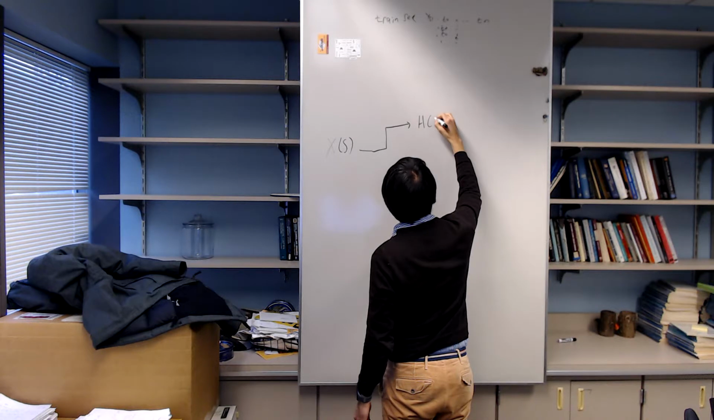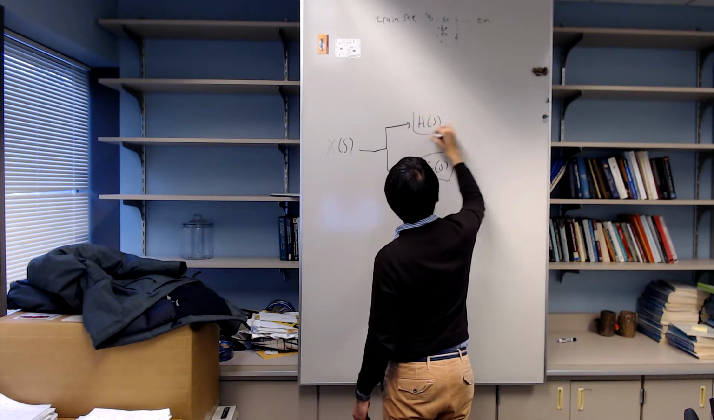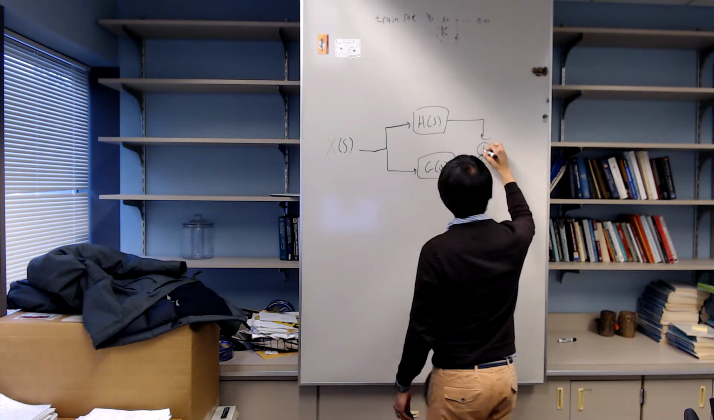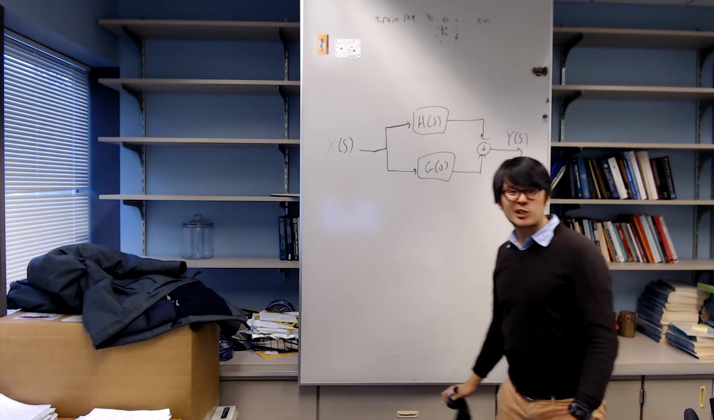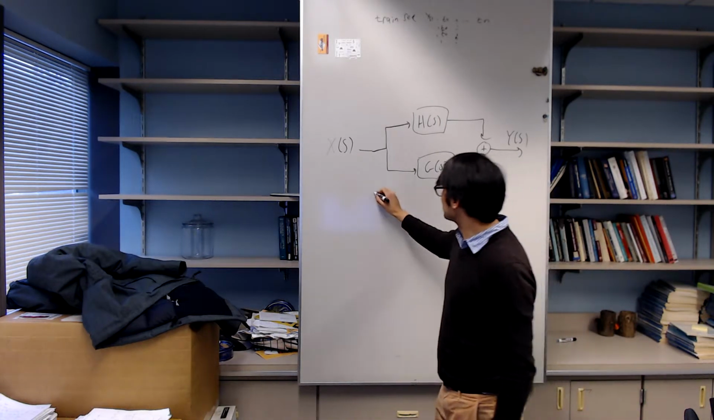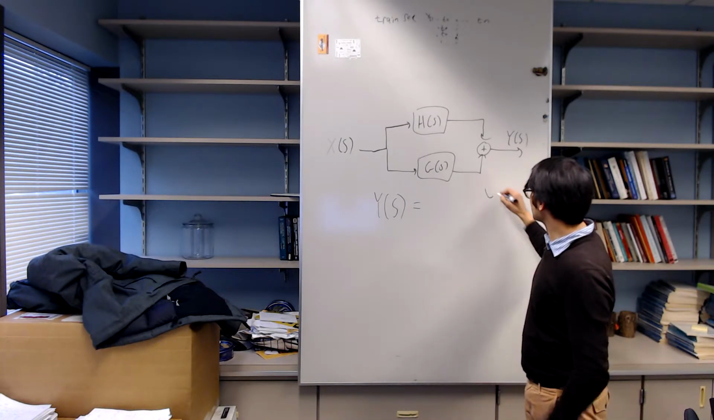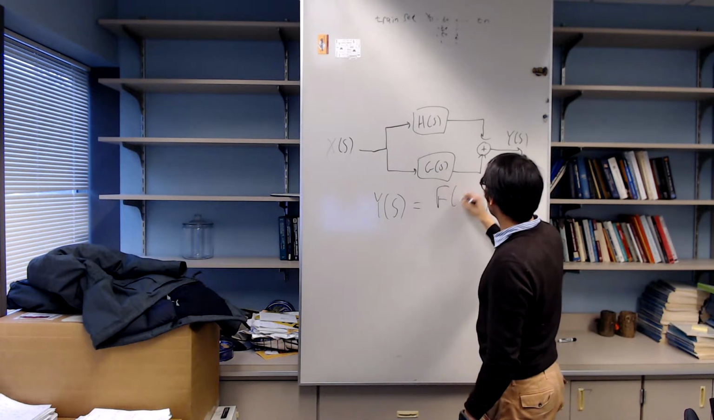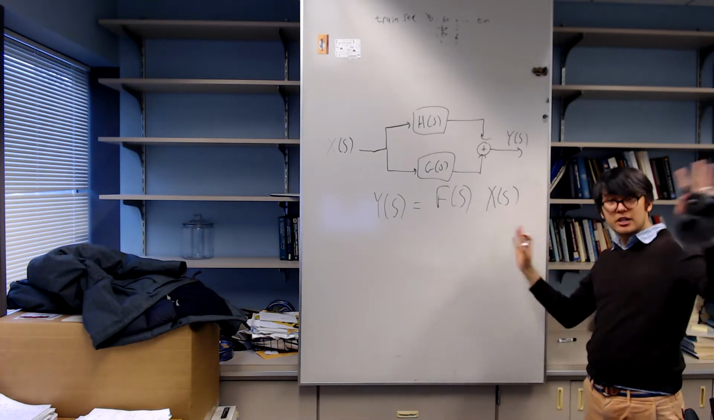H of S, G of S. All right, take a moment to figure out what is the transfer function that maps Y of S equals something times X of S. I'll give this thing a name. I'll call this F of S, which is fine. All right, so figure out what F of S is. Stop the video and take a moment to find that out.